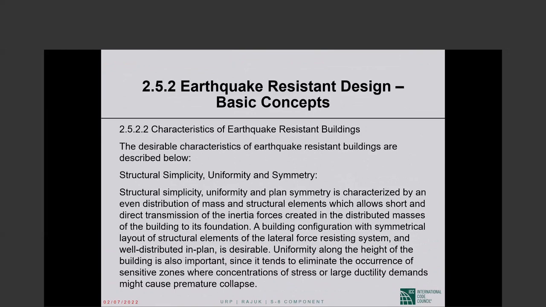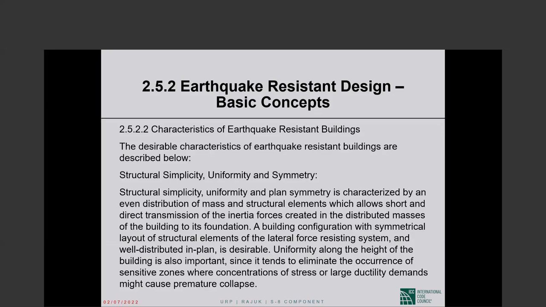Now, this is the material that, as I indicated, does not belong in the code, but this is good stuff. So I think we should. I kind of want to point this out by reading, and this is 3 or 4 slides, not a whole lot. So, characteristics of earthquake-resistant buildings, and I wouldn't read them unless they were really full of very good sense. The desirable characteristics of earthquake-resistant buildings are described below.